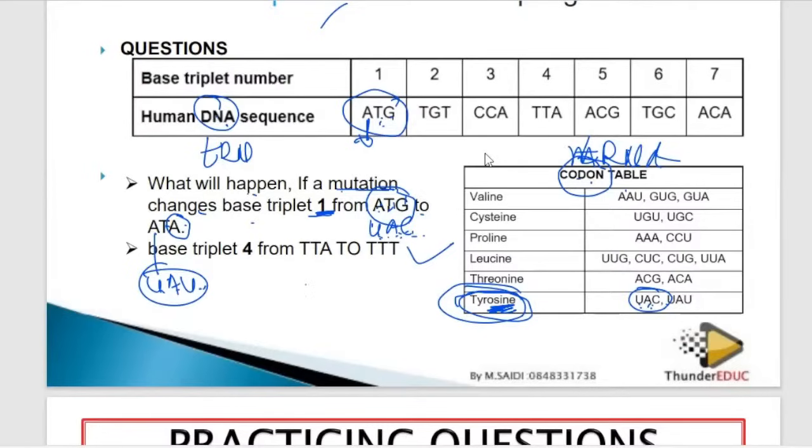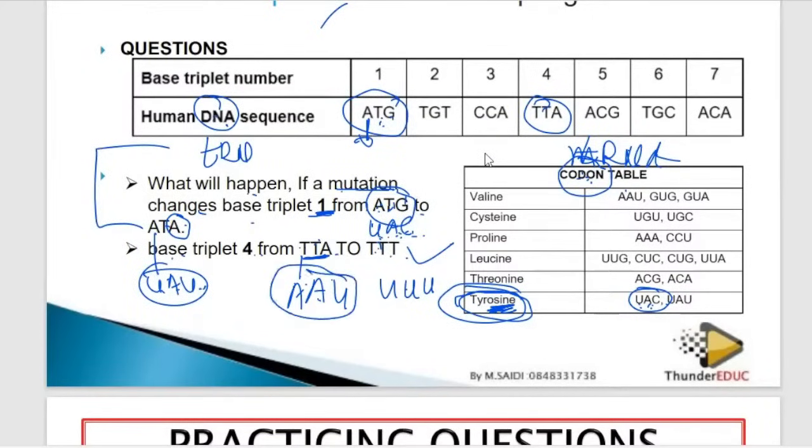Then, what about base triplet number 4? So this is the first instance. The second instance, what will happen to a protein if the base triplet number 4, ATA, is changed to ATT? So ATA, I have to convert it because the DNA, I need them to be in messenger RNA. ATA is going to be, T goes with A, U. And then this one is going to be U. So now I say that this will change into this. This will code for this, and this will code for this. Cool. That's point number 1.